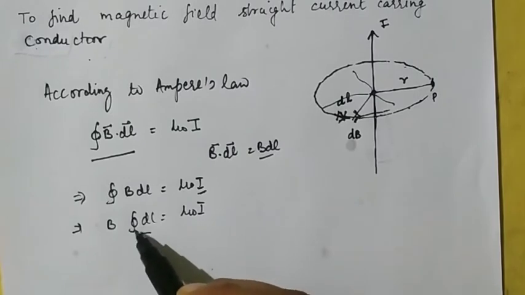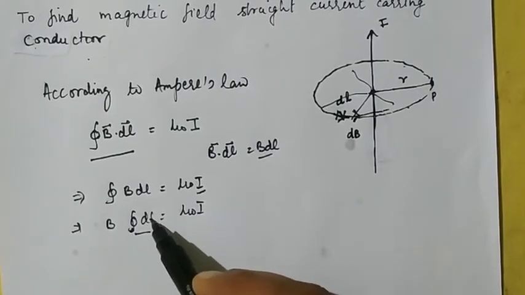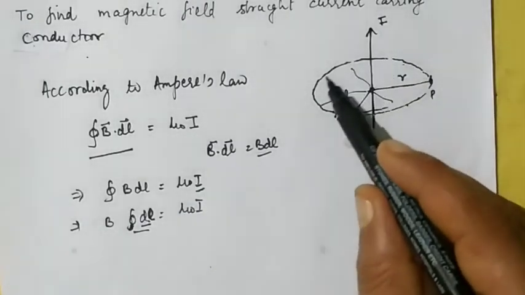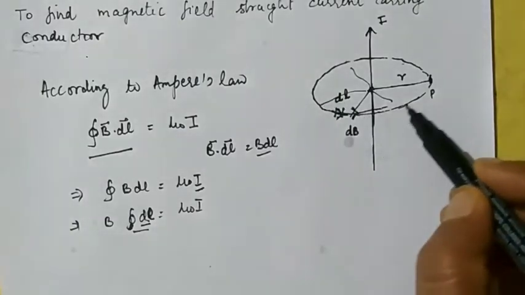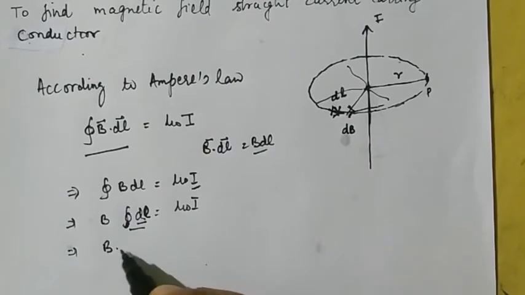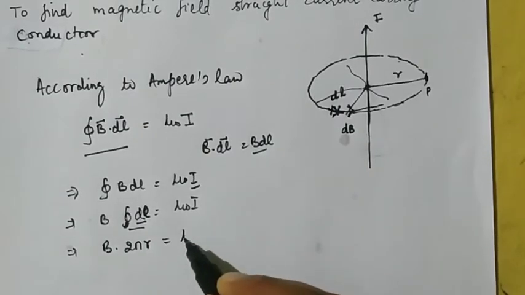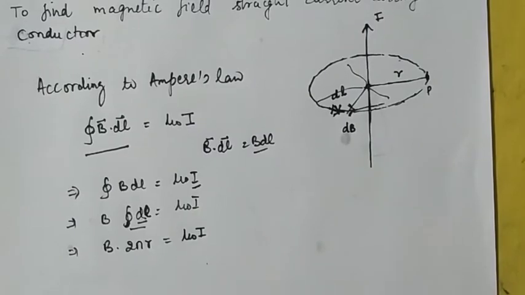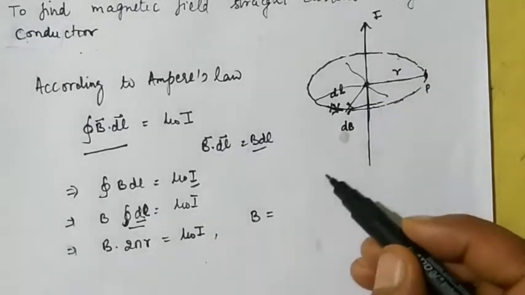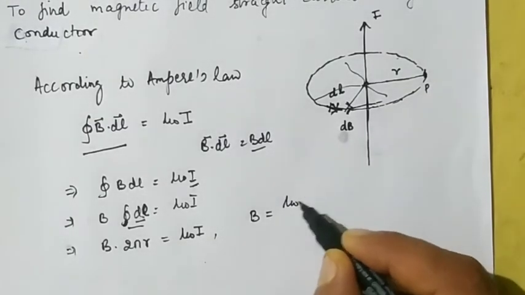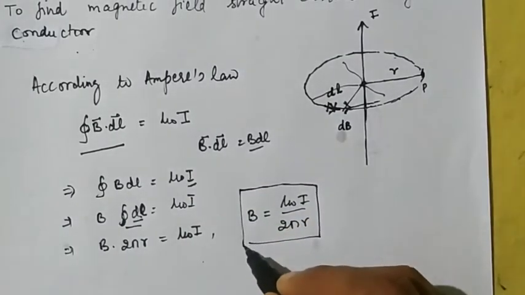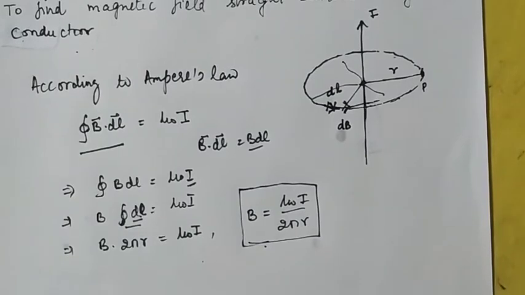So what is this? The closed integral of dl means the total length around a closed loop. So what is the total length of this closed loop? That is nothing but the circumference, 2 pi r. So it becomes B into 2 pi r is equal to mu naught into I. From here you can see that the magnetic field because of this infinitely long straight conductor is equal to mu naught I divided by 2 pi r. So this is your magnetic field because of the infinitely long straight conductor.